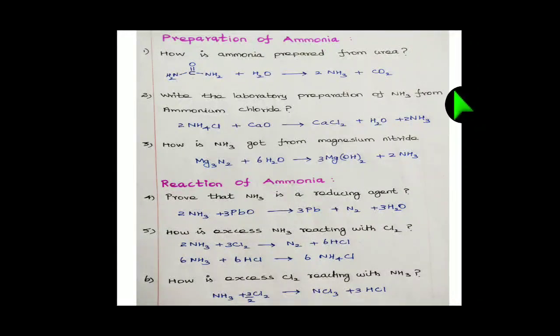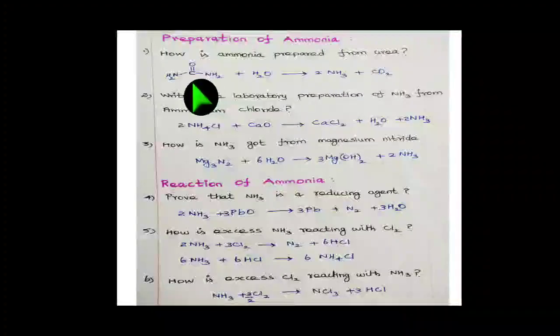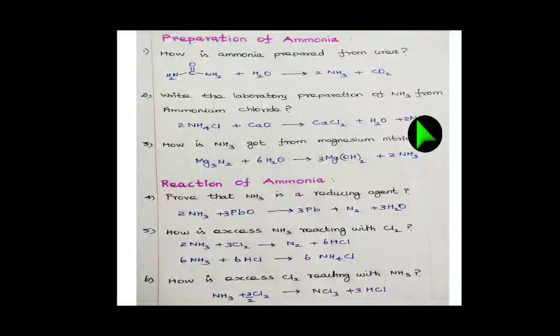Laboratory preparation of ammonia. Just now we have seen the first question, that depends on hydrolysis of urea, we can say, because urea dissolves in water. This question: laboratory preparation of ammonia from ammonium chloride. Ammonium chloride, what's the formula? NH4Cl.